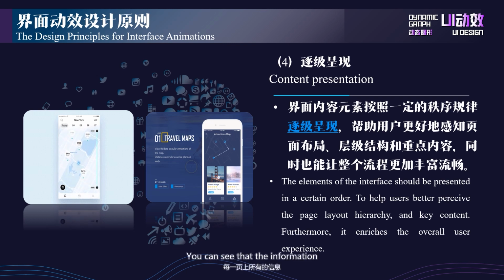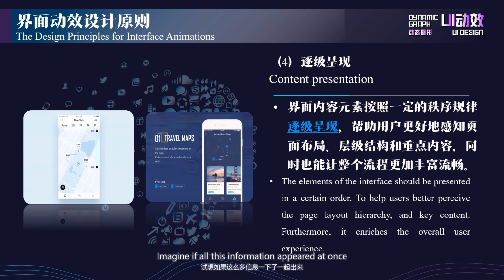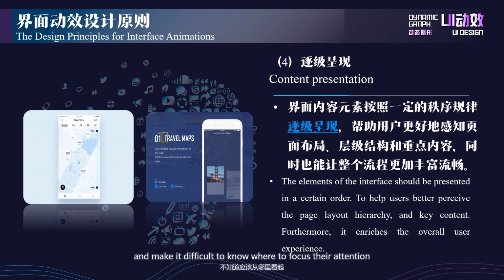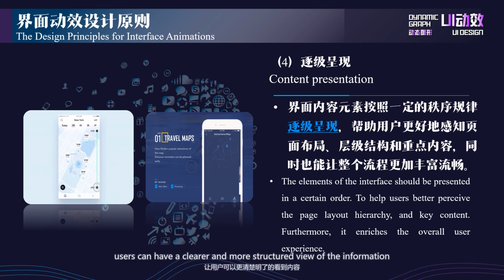You can see that the information on each page appears in a specific order. Imagine if all this information appeared at once. It would overwhelm the user and make it difficult to know where to focus their attention. By presenting the content gradually, users can have a clearer and more structured view of the information.